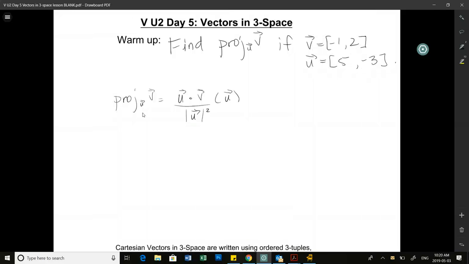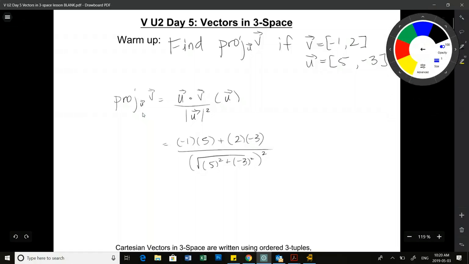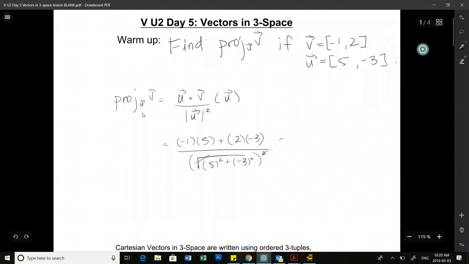Okay, so I'm going to do U dot V, which means that I'm taking the x components of V and U multiplied, and adding them with the y components of V and U multiplied. And then I'm going to do magnitude of U squared. The magnitude of U can be found by doing the x component of U squared plus the y component of U squared, all square rooted. So what ends up happening here is that the squared and square root cancel. And then I've just got times vector U over here.